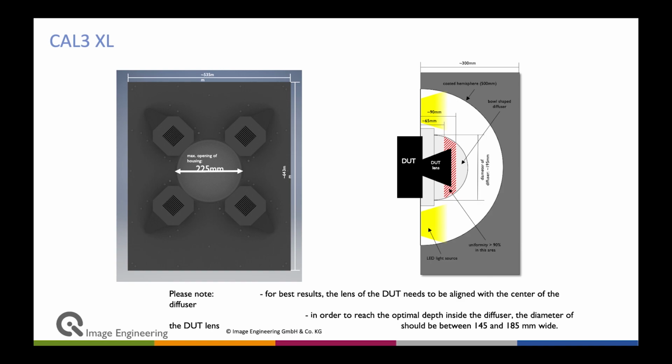So yeah, you have a 225 millimeter maximum opening in there. You place your DUT right inside the diffuser and can do the calibration. So a very powerful tool, also used on many production lines in the world to calibrate fisheye lenses.